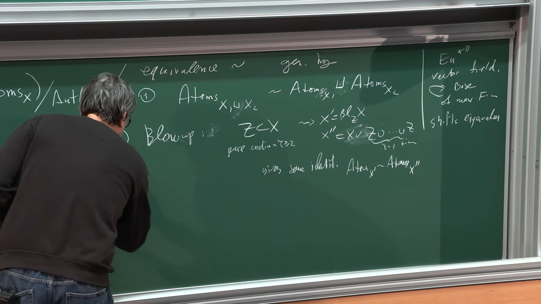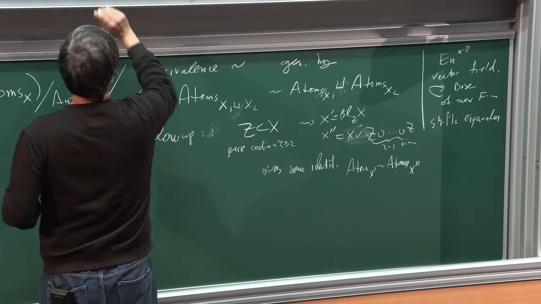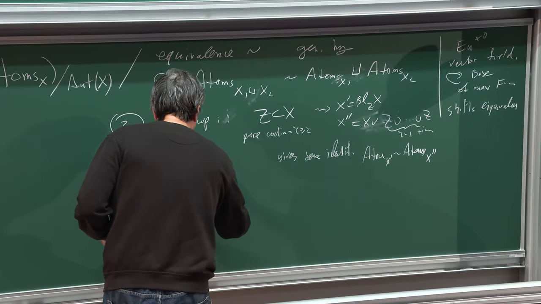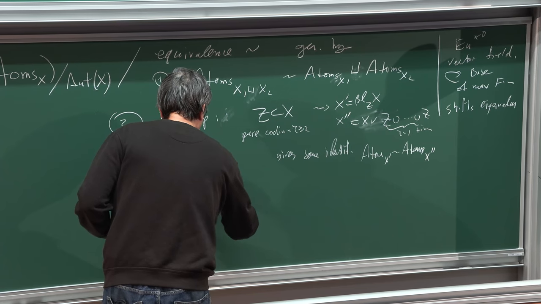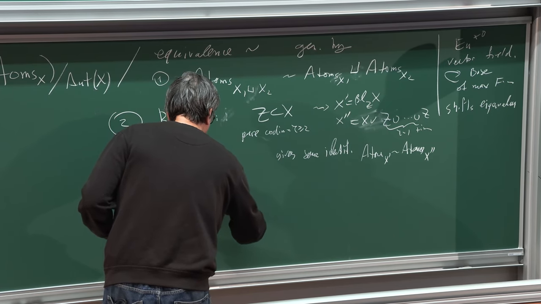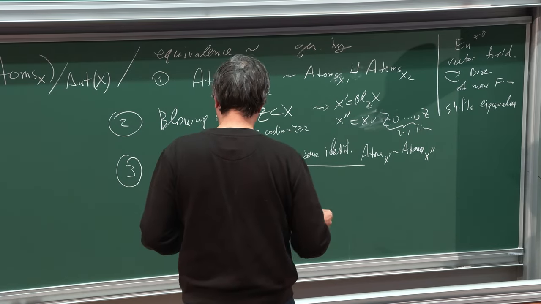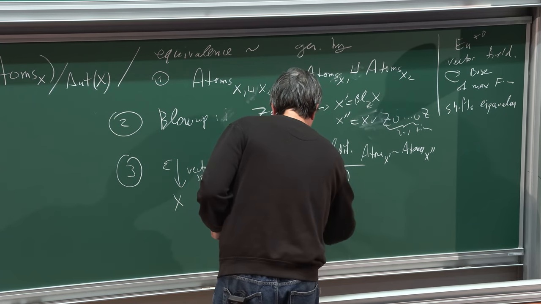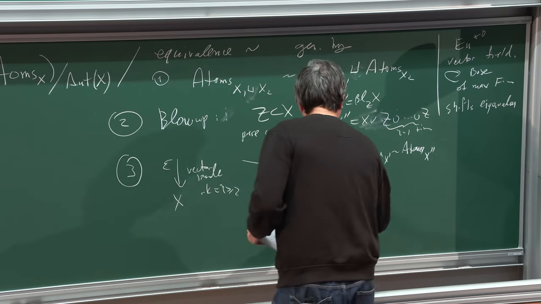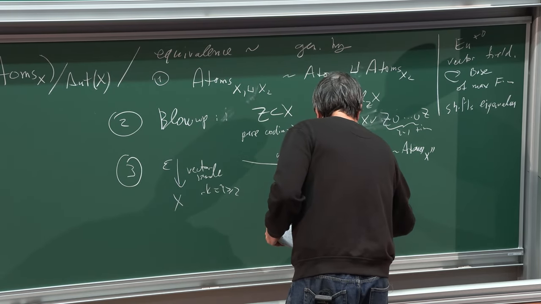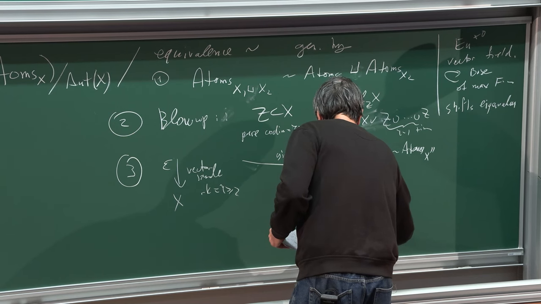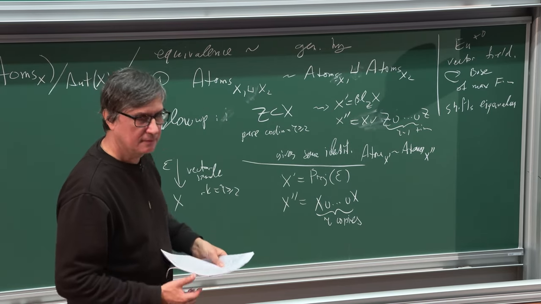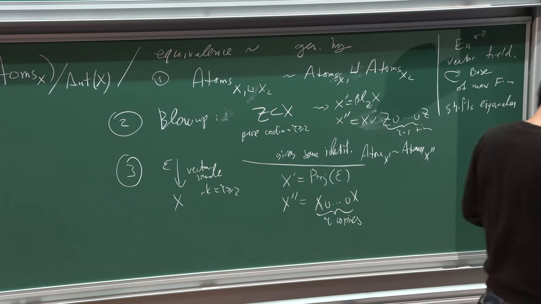And then there is a third thing which is convenient to add. You'll see a bit later why. If you have a vector bundle of again rank R greater than or equal to 2, then I can again produce two varieties. X prime will be the projectivization of this bundle, and X double prime will be a disjoint union of R copies. And there is a similar result for this story.